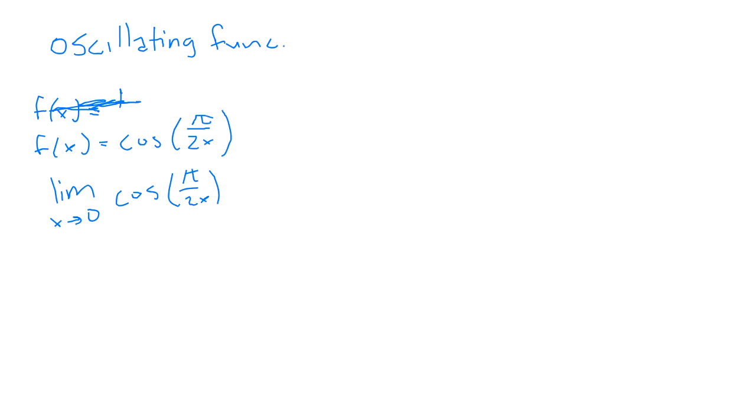Let's see what happens at f of -1/5. If we have f of -1/5, that's essentially going to give us the cosine of -5π/2, and that's going to get us a 0. Right, the π is important.